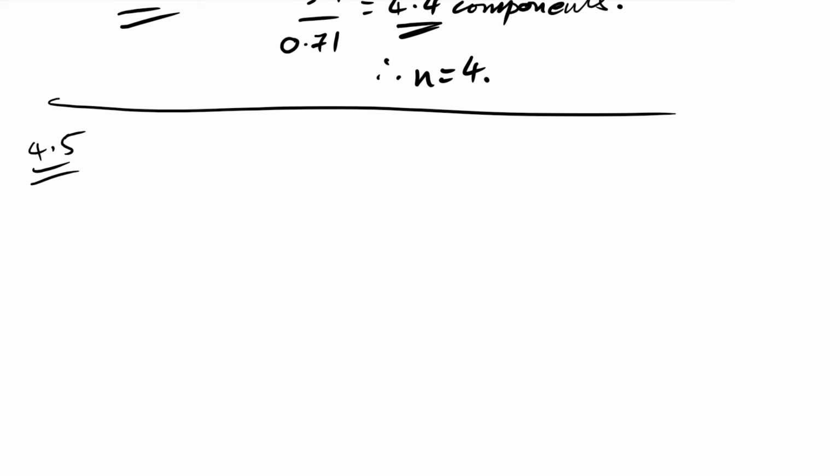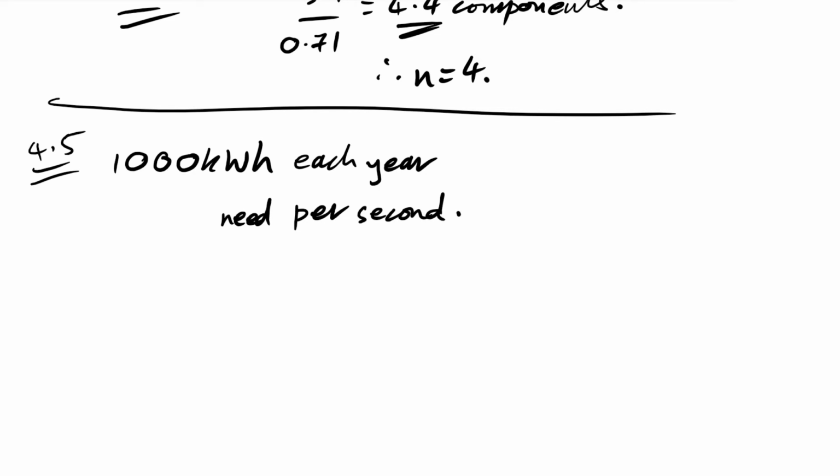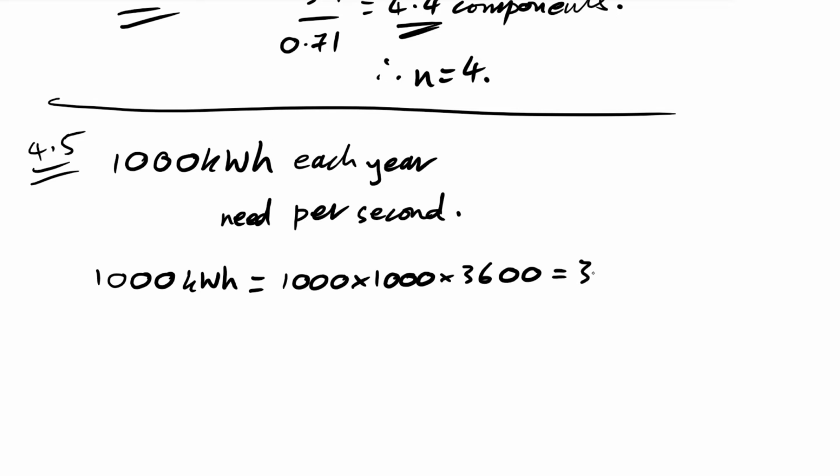So we have a solar panel. It dishes out 1000 kilowatt hours each year. So we're being asked to find the power output. So we need per second. Kilowatt hours is energy, but we need to turn that into joules, equals 1000 times 1000, because that gets rid of the kilo. And then we times that by an hour, so 3600. So that gives us 3.6 times 10 to the 9 joules made every year. So then we divide that by the number of seconds in a year, so divide that by 365 times 24 times 3600.